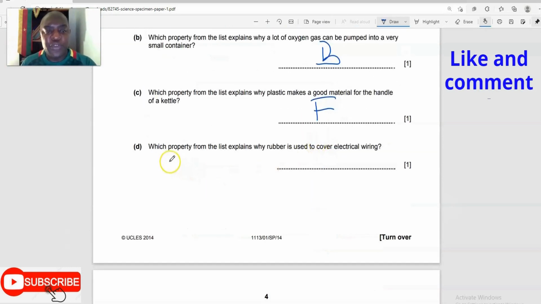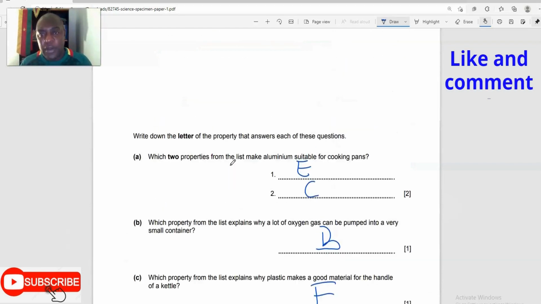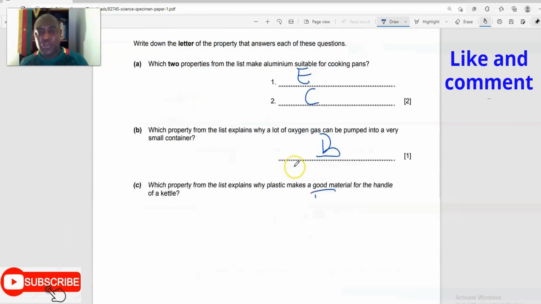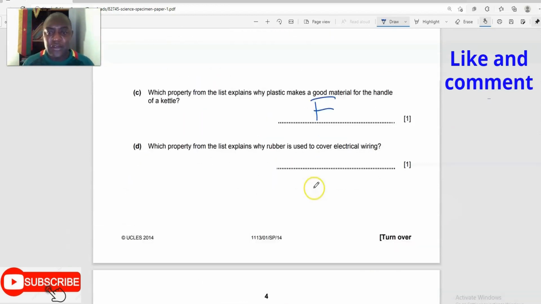Now we go to D. D says, which property from the list explains why rubber is used for covering electrical wiring? If you look at your electrical conductor, the cover is made out of rubber. And why is that? As we see right here, one of the properties of rubber is that it's a non-conductor of electricity. That is H.